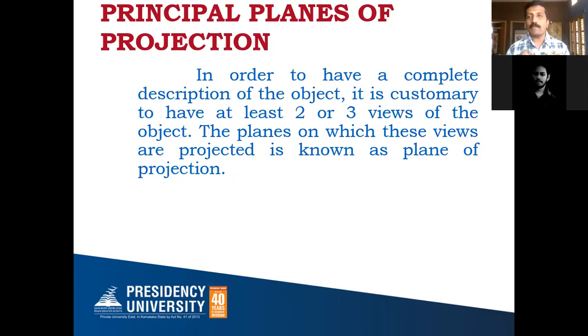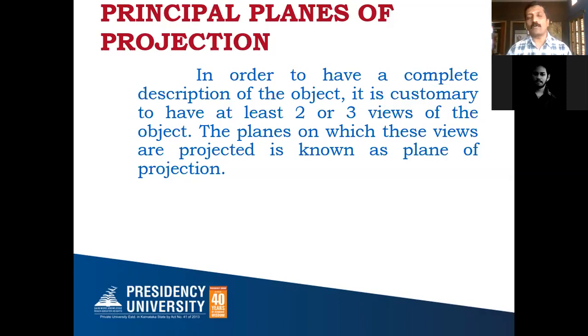To describe any object, a minimum of two views are required, either front view and top view. In some cases I can describe the entire object with these. In some cases these two views are not at all sufficient, then I need to go for the third view also. For example, this is a square prism which I have taken. If I keep it like this and see from the front side, it looks like a rectangle. If you see from the top, it looks like a square. So with this front view and top view only, I can describe or define the shape and size of this square prism.